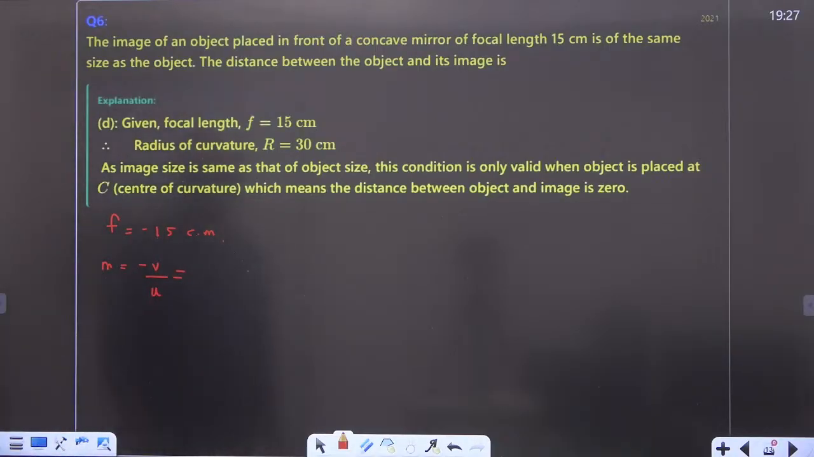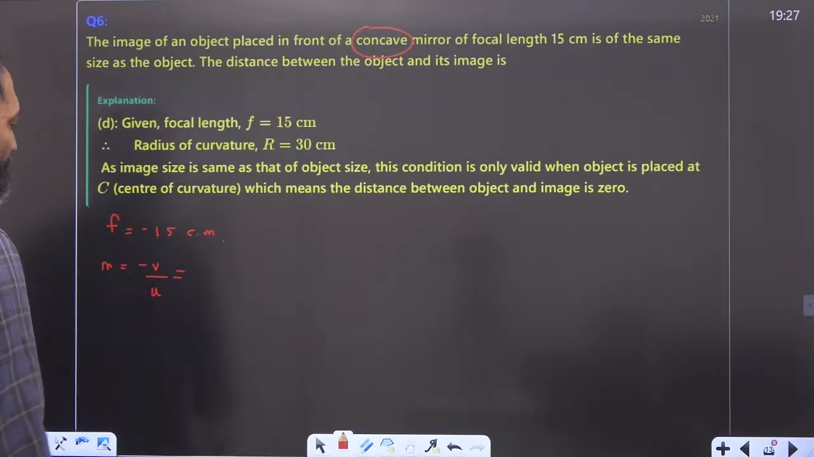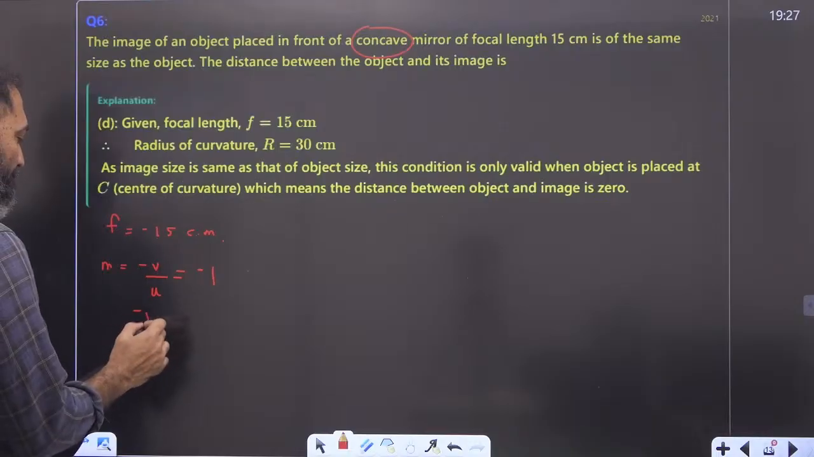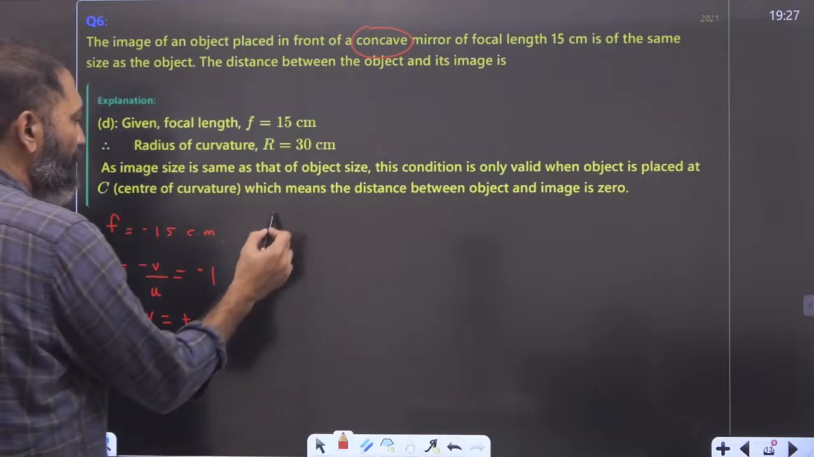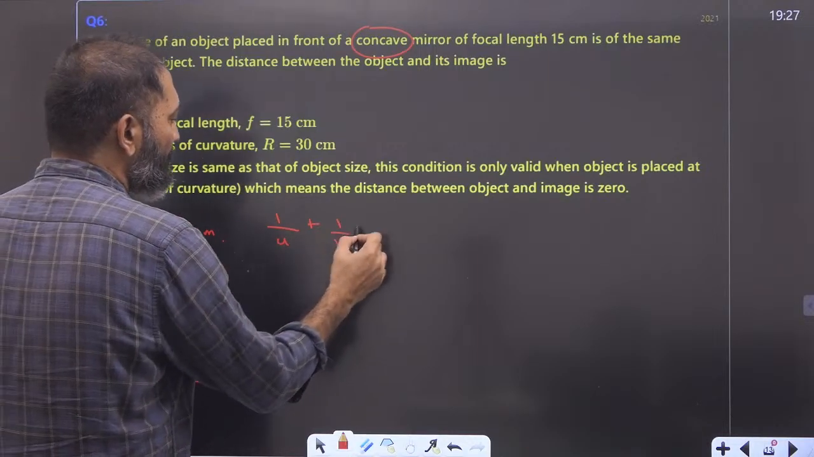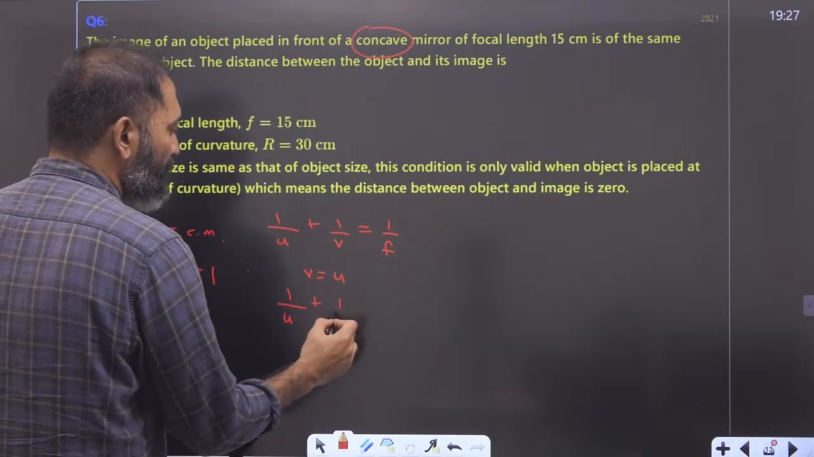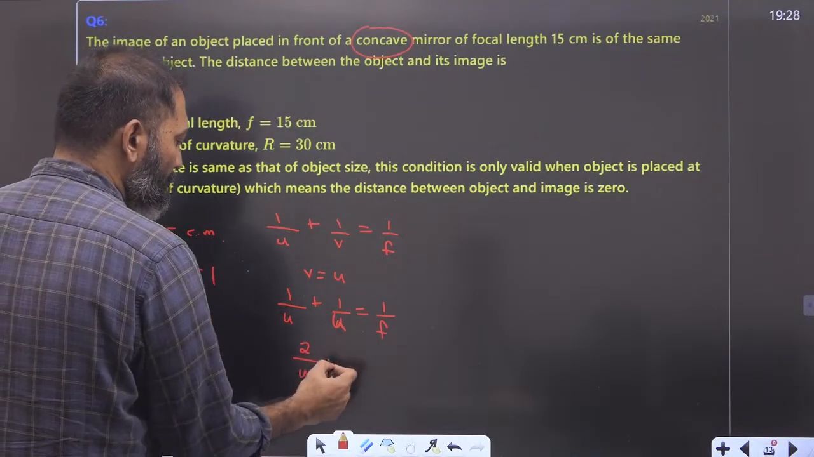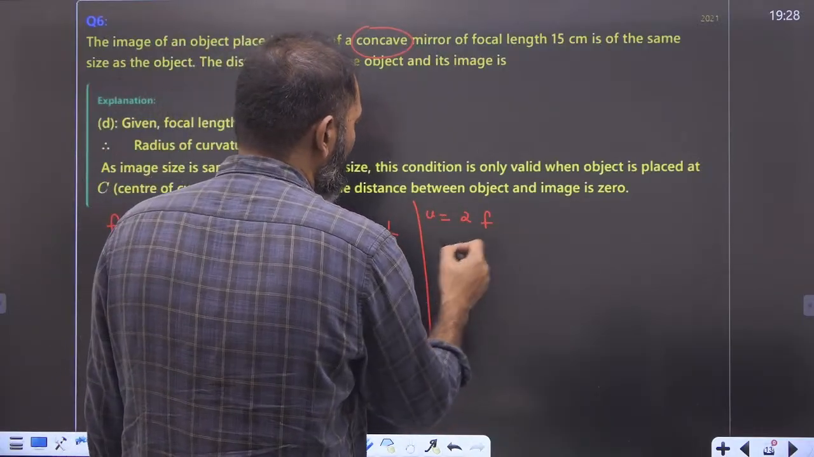The image is of the same size, and it is a concave mirror. So magnification minus v by u is equal to minus 1. So minus v is equal to minus u, so v equals u. Again 1 by u plus 1 by v is equal to 1 by f. Now v equals u, so 1 by u plus 1 by u is equal to 1 by f. So 2 by u is equal to 1 by f. So u equals 2f.